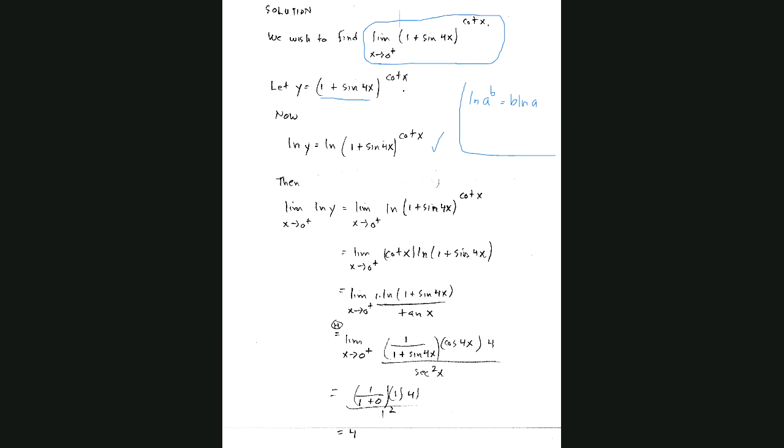So the limit as x approaches 0 from the right of the log of y would be the limit as x approaches 0 from the right of the cotangent of x times the log of 1 plus the sine of 4 times x. Give you a moment to copy that.